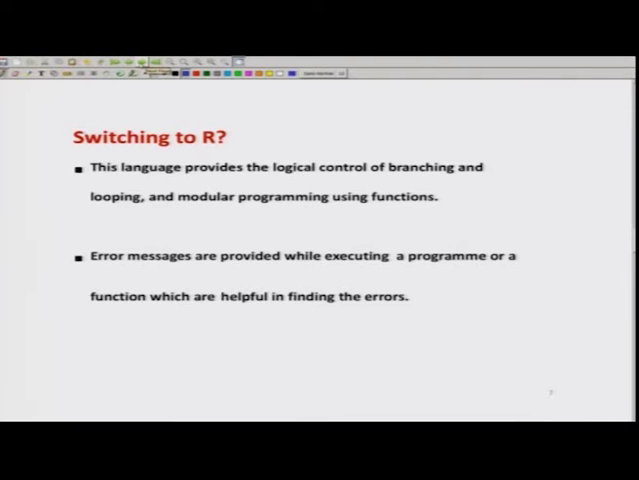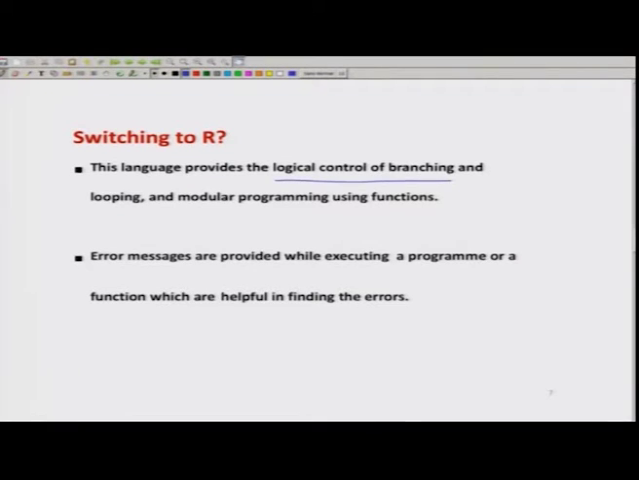Just like any other language, the R language also has all sorts of structure. It can provide logical control of branching, it can provide looping, and it can provide modular programming using the concept of functions. What does this mean? For example, any software language has several options. We can do mathematical manipulations, we can do logical manipulations, and sometimes we have to repeat the program.